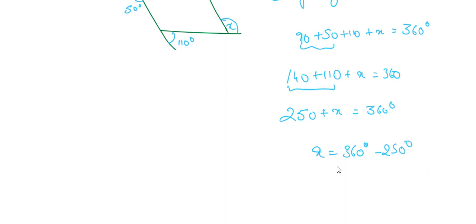Yeah, what are you getting? 110? Yeah, that's the correct one. I'm also getting the same. So this is how we utilize the property for finding an unknown value. Seems clear?